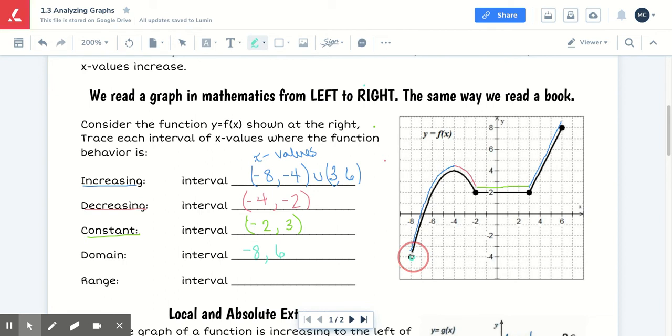This one's got a solid dot on the far left. So that's going to be a bracket for the -8. And it's got a solid dot on the far right. So that's going to be a bracket on the 6 as well.